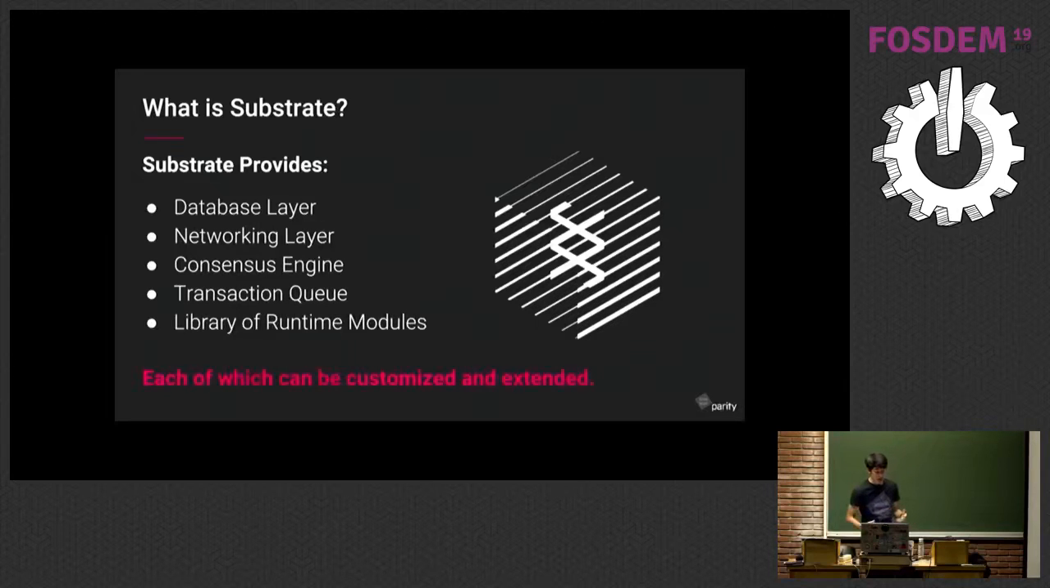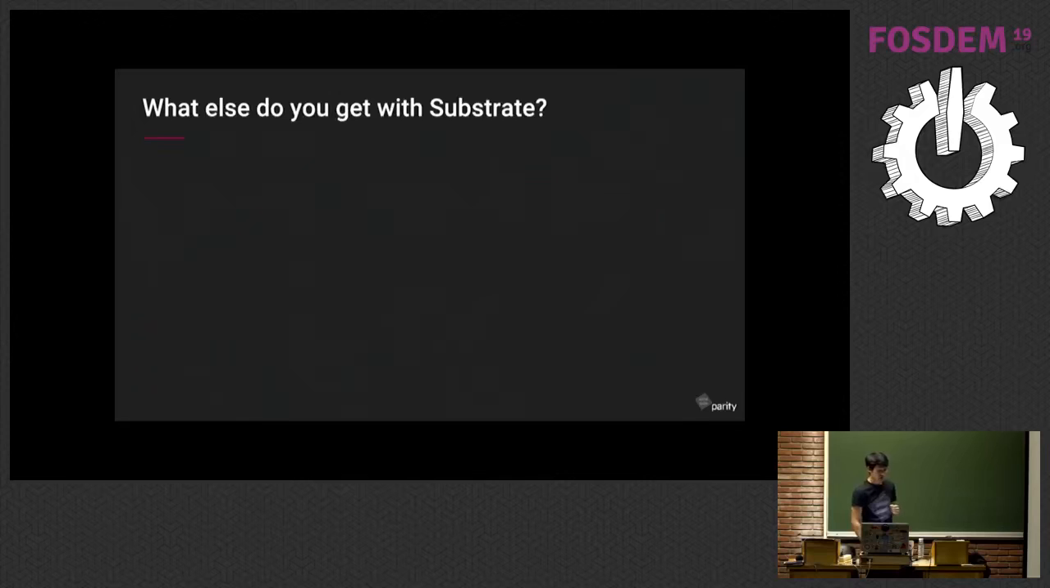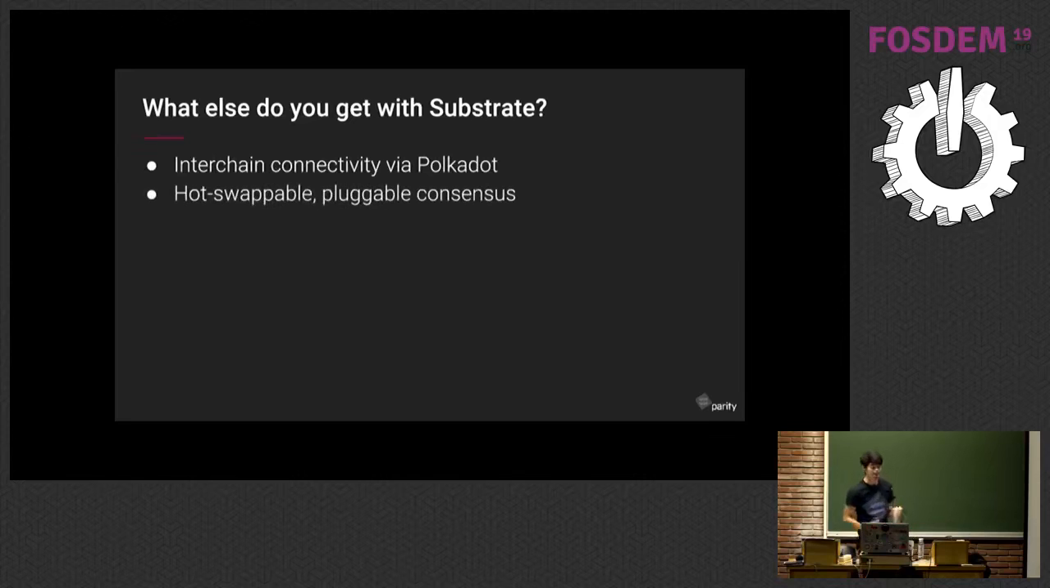But in addition, each of these can be customized and extended for your needs, which makes this a really, really powerful framework. There are some other things you get with Substrate as well. You get connectivity through Polkadot, a next-generation multi-chain protocol, and through Polkadot, you'll be able to talk to other chains and exchange messages, tokens, etc. You get pluggable consensus. Basically, you can start using Substrate now, and then later, if you need to, you can upgrade your chain to use a new consensus algorithm.